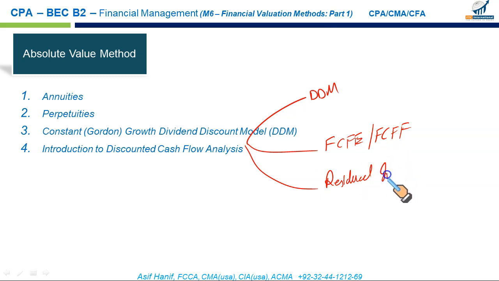Residual income model means income that is left over after paying all the dividends, all the interest, and whatever you had to pay. Whatever remains for the business is called the residual income. So whether you use the dividends, free cash flows, or the residual income, bringing these future cash flows to their present terms is called discounting. So this is the first step. You need to select which model you are going to use. Selected. We are going to use, let's say, the second one, free cash flow to equity.